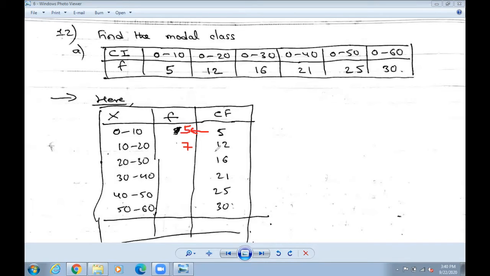Okay, let us keep on subtracting. 16 minus 12, subtract the number from the one above it. So 16 minus 12 becomes 4. 21 minus 16 becomes 5. 25 minus 21 becomes 4. And 30 minus 25 becomes 5.